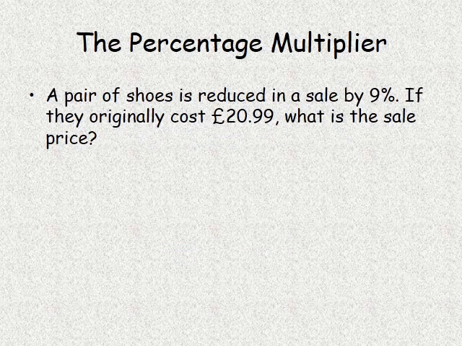Moving on to the next example. A pair of shoes is reduced in a sale by 9% if they originally cost £20 and 99 pence. What is the sale price? So I am going to leave that up for 5 seconds so that you can stop the video and have a go at it yourself. Then I will reveal the answer. I'll go through it quite quickly.